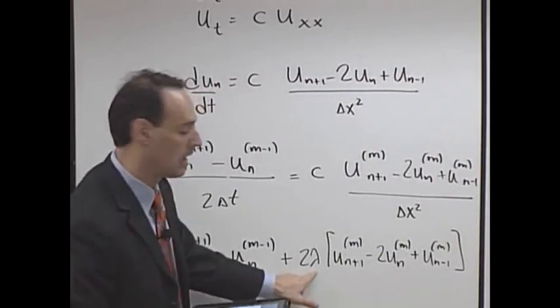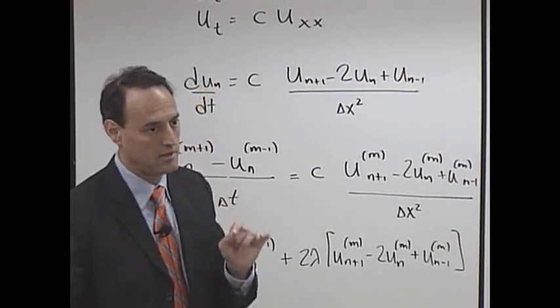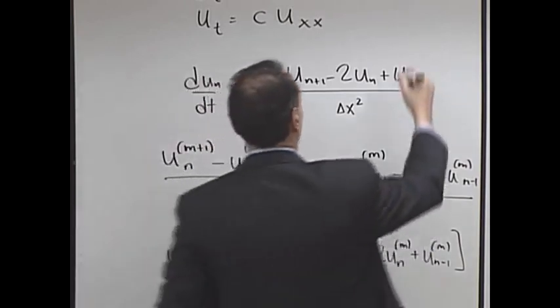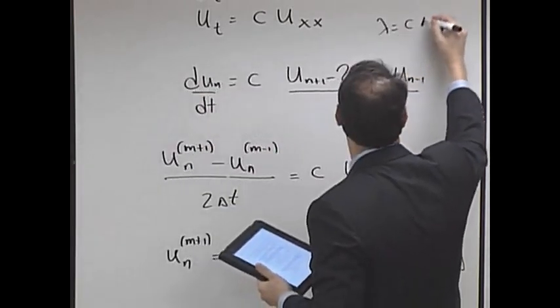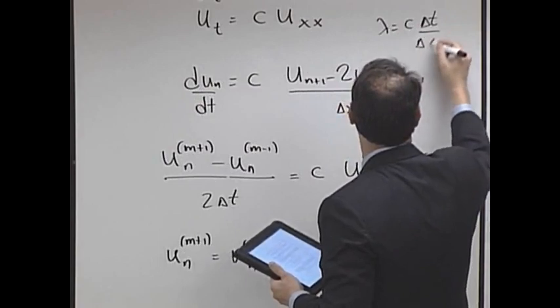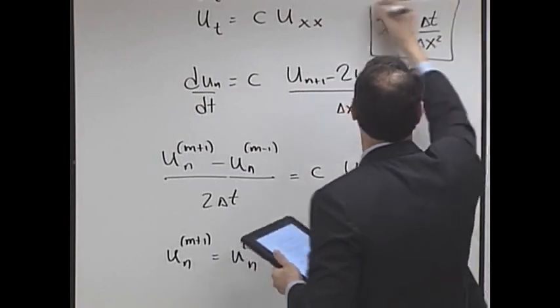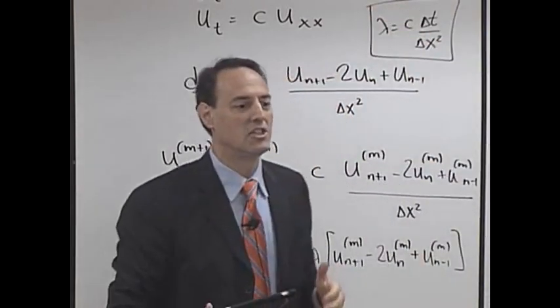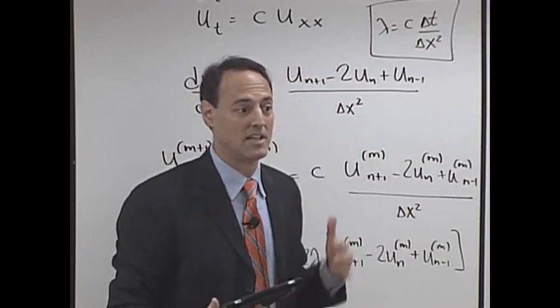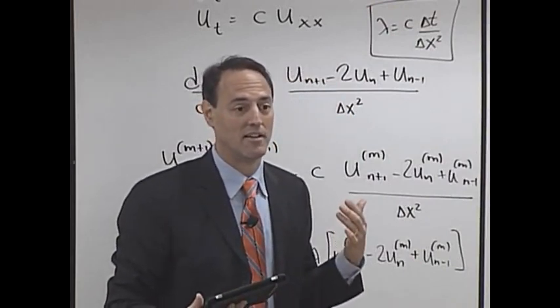And now I have a lambda, and this lambda is not delta t over delta x. This lambda is delta t over delta x squared. And you remember, the biggest issue in your life right now is that delta x squared sitting underneath there.